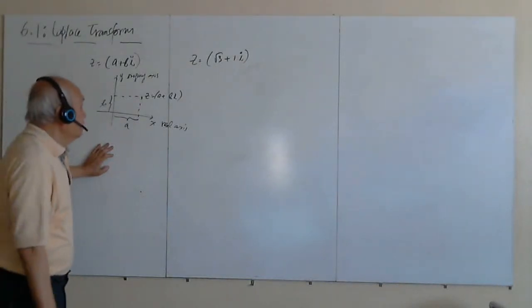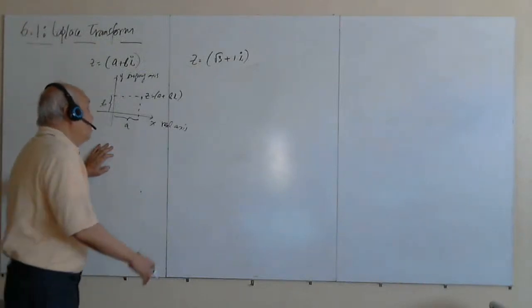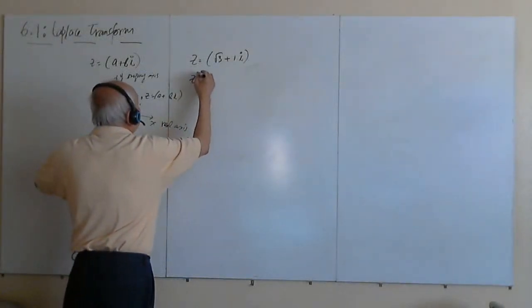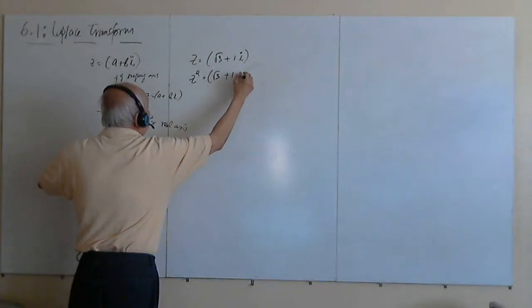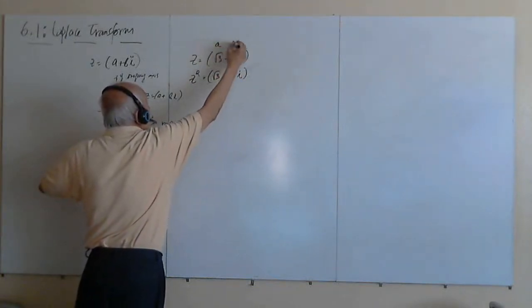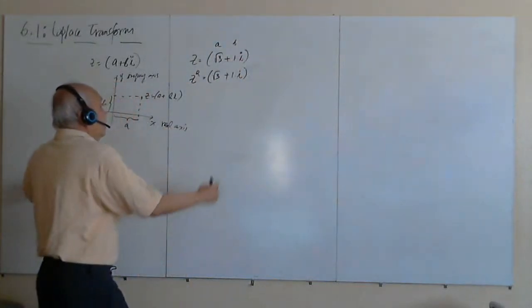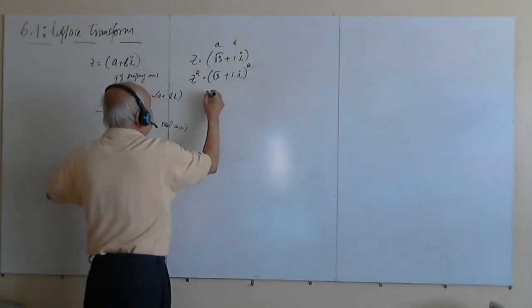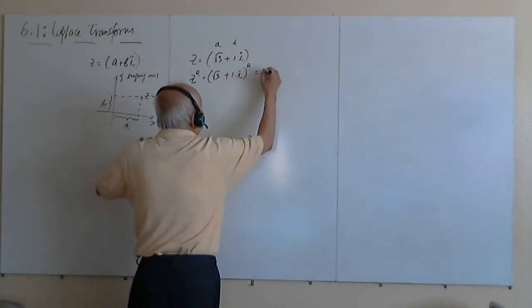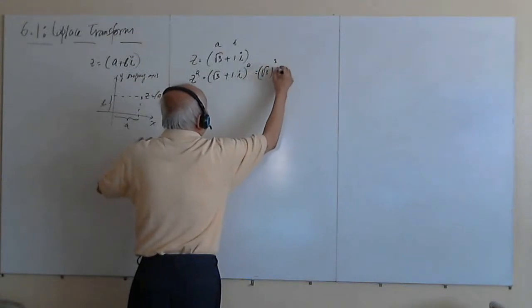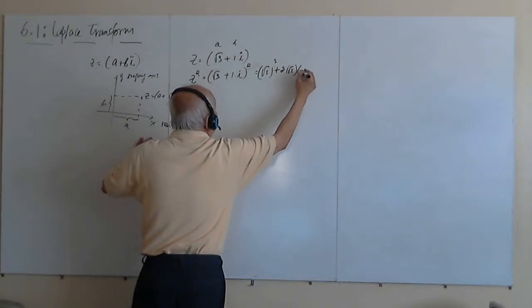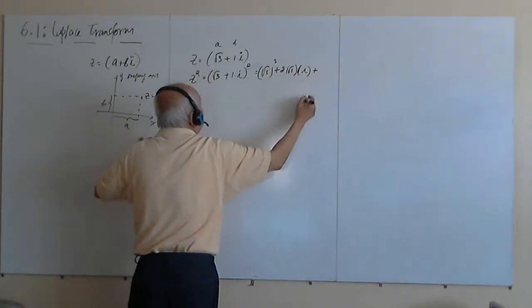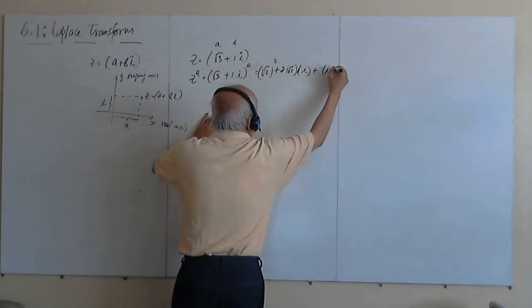Now, if I have to find out what z square is, well, z square is very simple. It's going to be square root of 3 plus 1 times i. Remember here, this one is a and this one is b, right? And then squared. So it's going to be equal to square root of 3 square plus 2 square root of 3 and then 1 i, and then plus i square, am I correct?